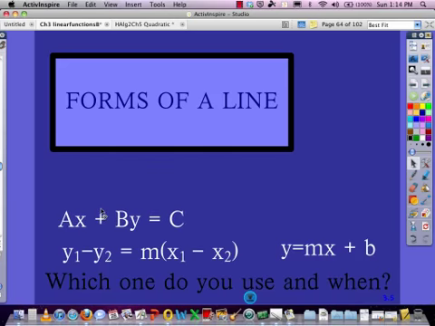ax plus by equals c, also known as standard form, which we talked a little about in the last chapter. We've talked a little about it in Algebra 1 as well. A, b, and c will be numbers, but by themselves they do not represent anything, but taken together in parts, they do. So review, the opposite of a over b was the slope in standard form, c over b was the y-intercept, and c over a was the x-intercept.